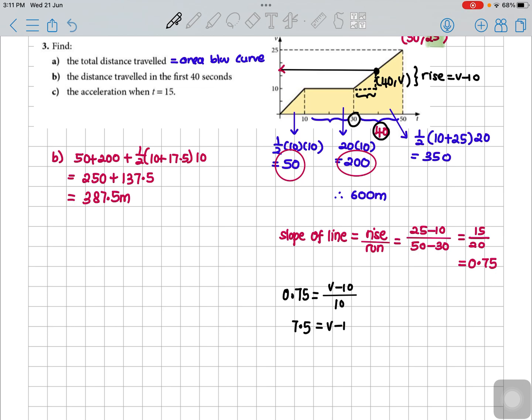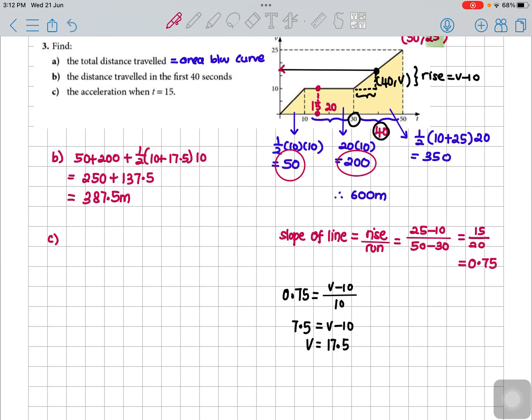And that V value is 17.5. See, you end up getting the same value, and then you can apply the area concept in order to find the distance traveled. Okay, let's try part C now. We need to find the acceleration when t is equal to 15. Where is my 15? Somewhere here. Okay, it's here because this is going to be your 20, so 15 is here.